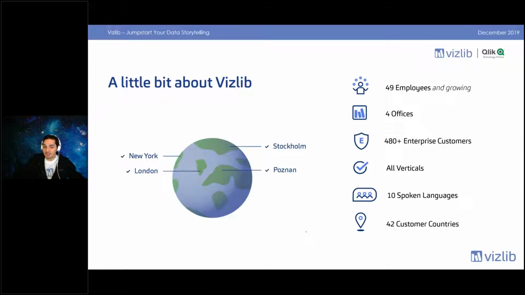We have 4 offices globally. The closest one is New York for me. I'm in Madison, Wisconsin, and it is a very balmy 13 degrees today. So I have to wear my Vizlib hoodie most days that I'm working. And we're I think right at 50 employees or so, knocking on the door of 500 enterprise customers across all the verticals. So when you reach out to us and ask questions, we probably have a customer that has done something similar in your same space. So we have examples for many different things, and we're continuing to build that up.